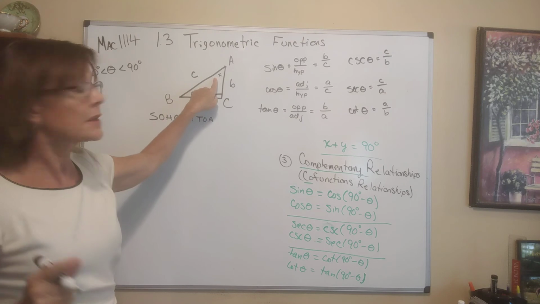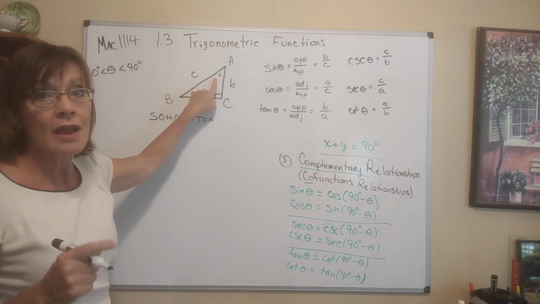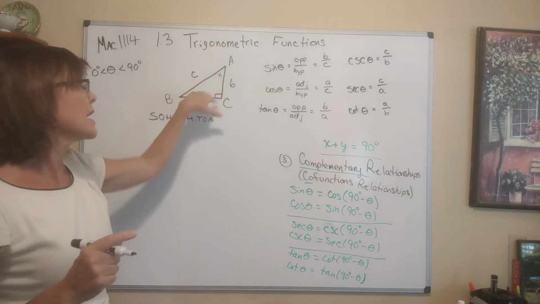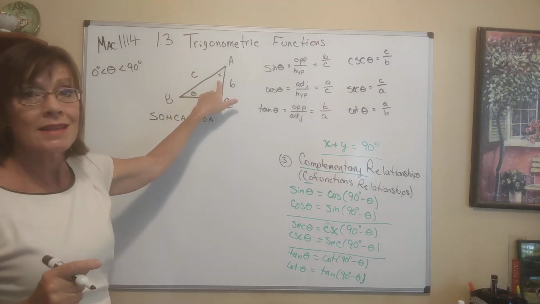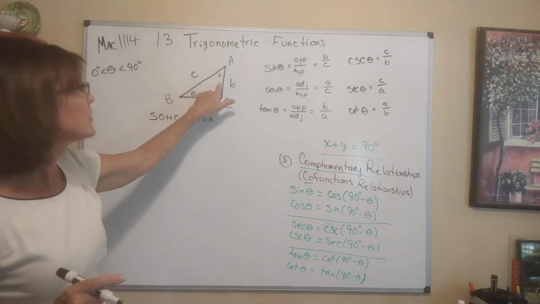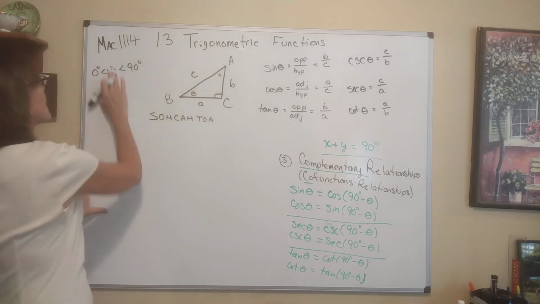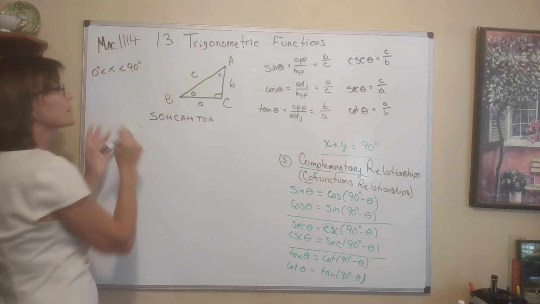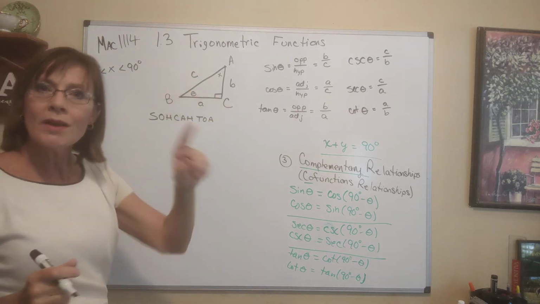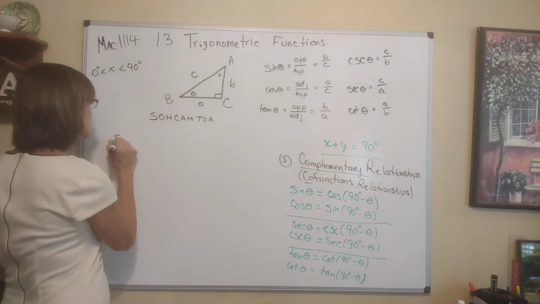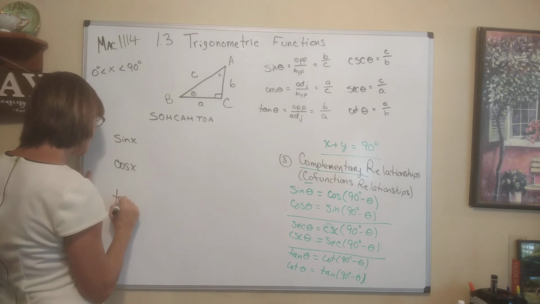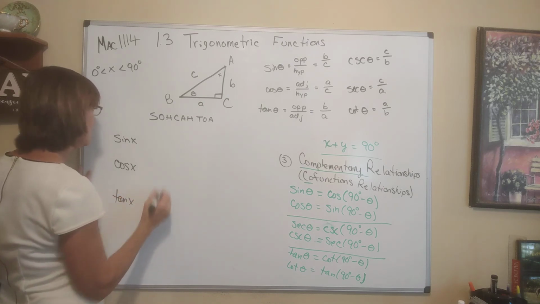I want you to notice something. X also has to be an acute angle. If this is 90 degrees, and it is, that means that these add up to 180. This has got to be less than 90 because this is taking up some of that, okay? So it's another acute angle. So for some angle X between 0 and 90, it works the same. So in this case, let's find the sine, the cosine, and the tangent of angle X.